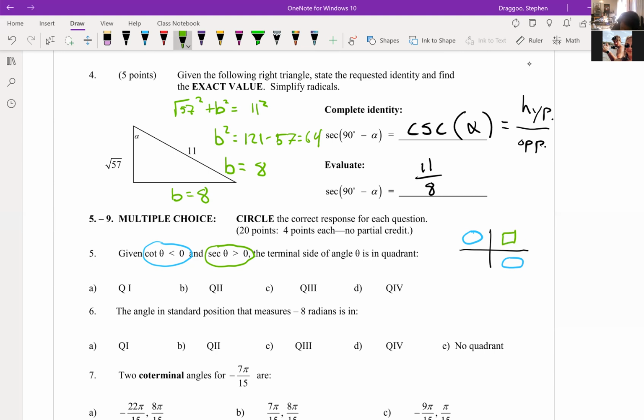Let's do boxes. So the spot where these two things overlap is quadrant 4. So our angle theta must be in quadrant 4.